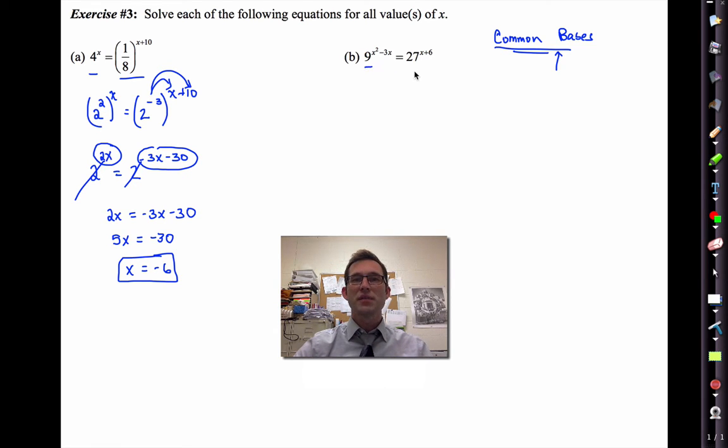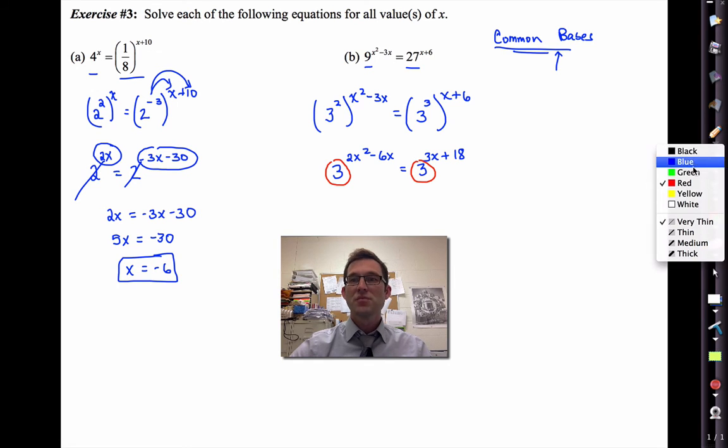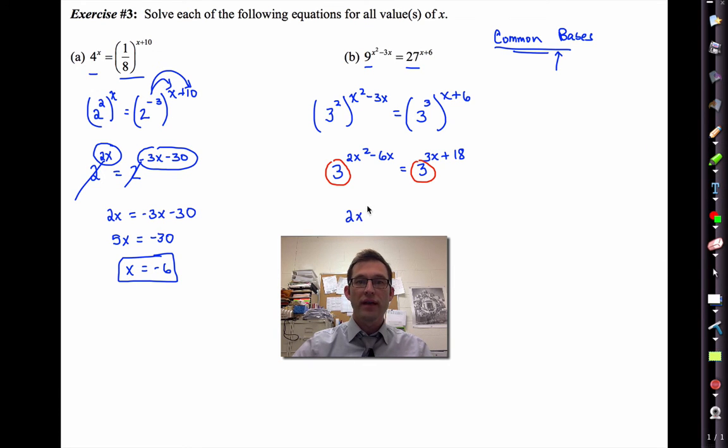So here the common base is going to be 3, right? So I can write 9 as 3 squared, then to the x squared minus 3x, and I can write 27 as 3 cubed, then to the x plus 6. Always guess, if you have to, on the base with something low. Distribute that: 2x squared minus 6x, and 3x plus 18. Once we have the bases the same, and of course that's absolutely key, if the bases aren't the same, then you cannot set the powers to be the same. But once those bases are the same, then we can drop them. We're not canceling them, we're just recognizing that those two exponents would have to be equal. And now we're off and running.